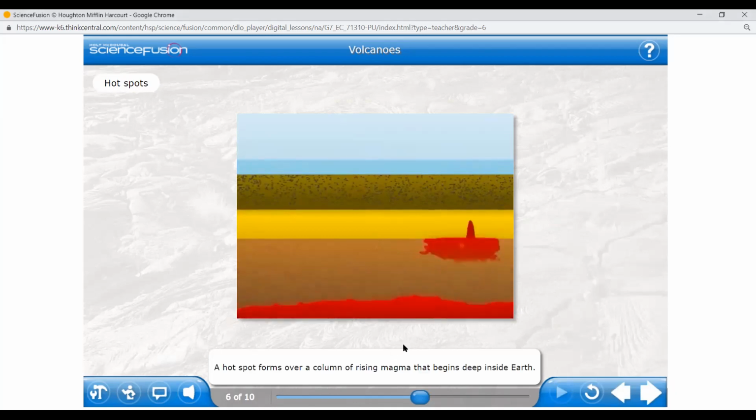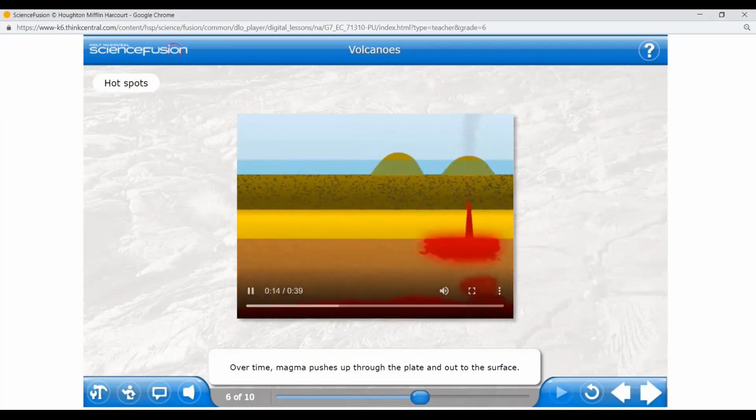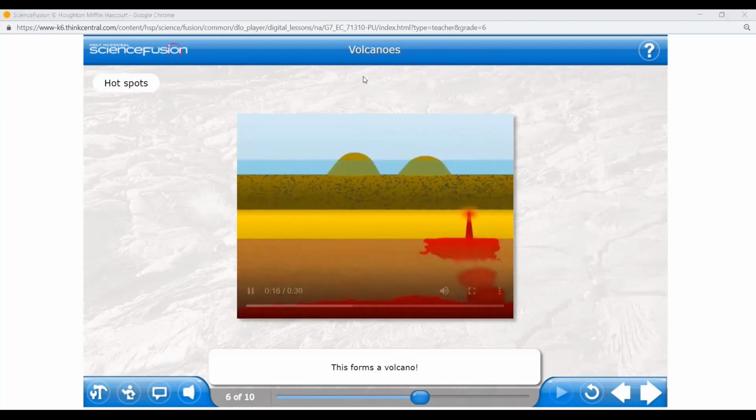A hotspot forms over a column of rising magma that begins deep inside Earth. At these hotspots, magma is always rising. But where can it go? Over time, magma pushes up through the plate and out to the surface. This forms a volcano.